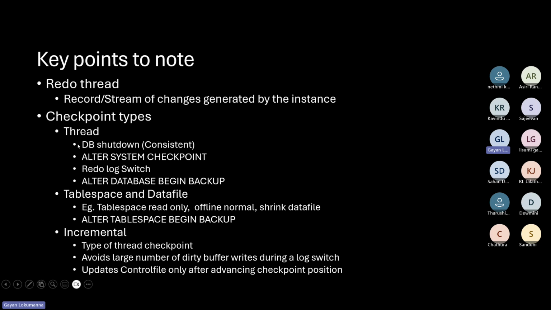Now, what are the instances where a thread checkpoint would occur? When you are doing a consistent database shutdown, meaning shutdown normal, shutdown transactional, or shutdown immediate, except for shutdown abort, we call it a consistent database shutdown. So whenever you do a consistent shutdown, it will make sure a thread checkpoint occurs, or in other words, most likely it would be a database checkpoint.